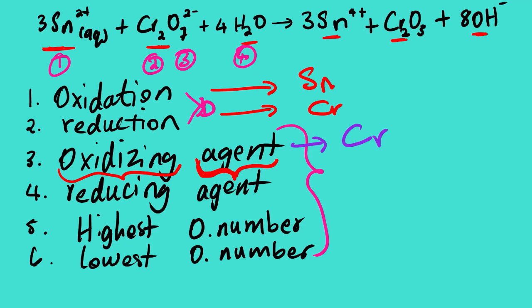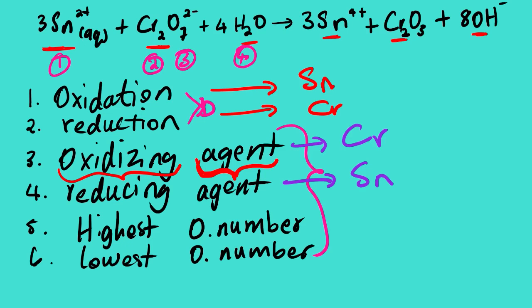Reducing agent, elements which force other elements to undergo reduction. So chromium undergoes reduction because of tin. So tin is an agent that forces other elements to undergo reduction, therefore it is a reducing agent.